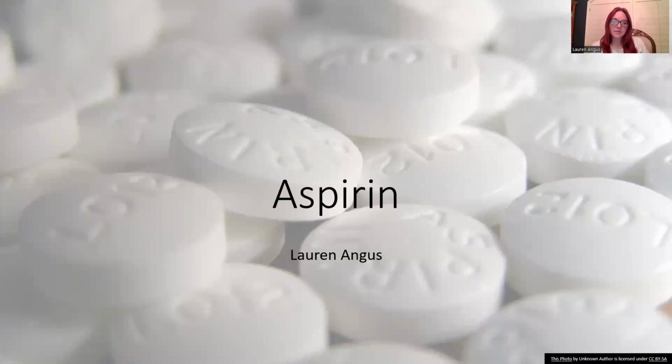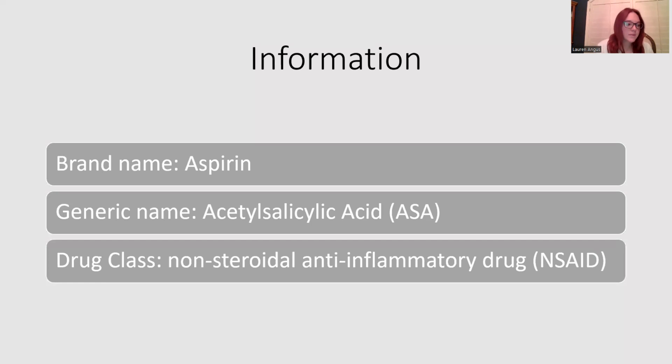Today we will be talking about aspirin. My name is Lauren. All right, basic information about aspirin. The brand name is known as aspirin. You have your generic name, acetylsalicylic acid, known as ASA, and it is in the drug class as a non-steroidal anti-inflammatory drug, also known as NSAID.